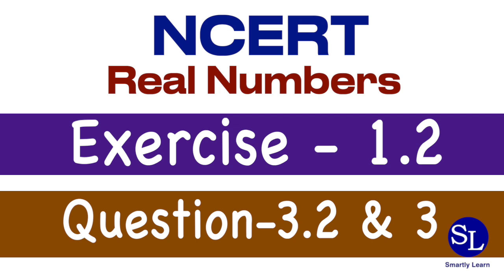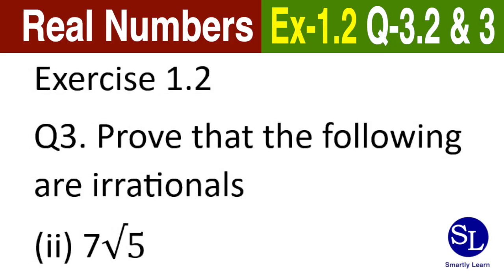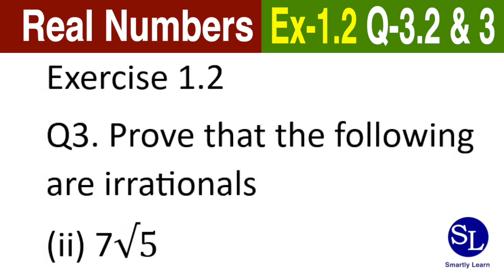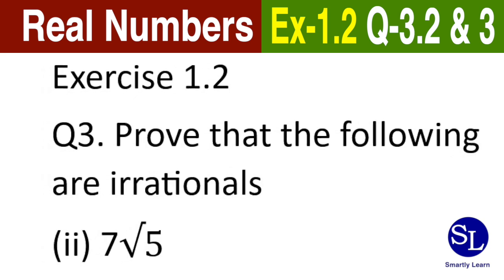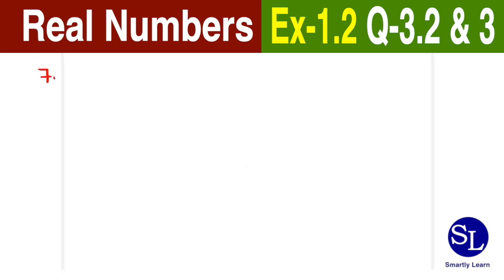In this video, we are going to see how to solve the second subdivision in exercise 1.2's third question. The question is, prove that the following are irrationals, and this time we need to prove it for 7 root 5. So we know that to prove that 7 root 5 is irrational, I need to assume 7 root 5 as rational.